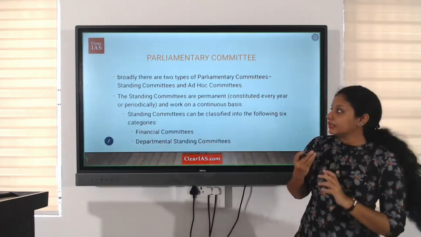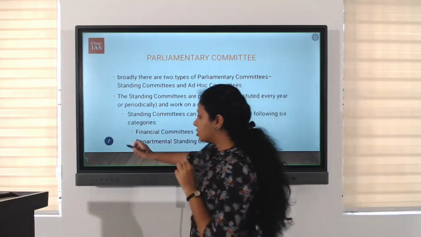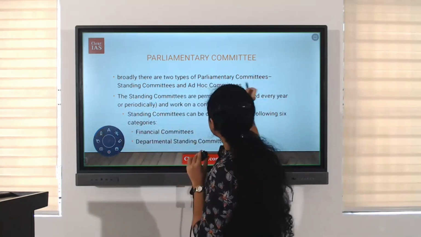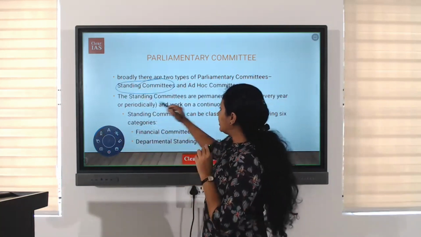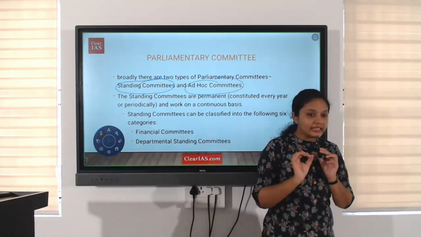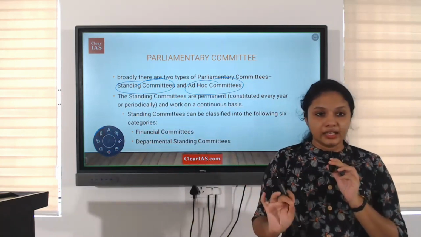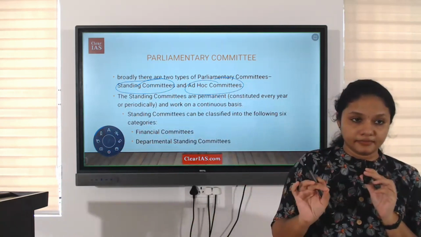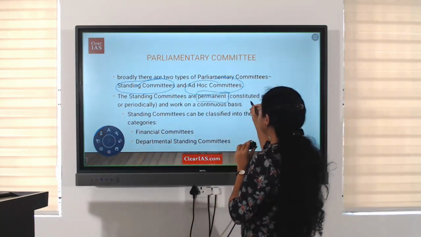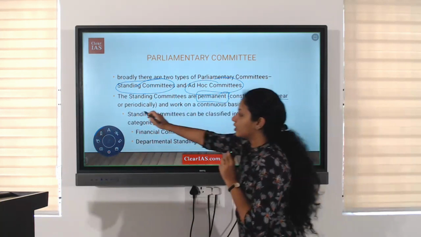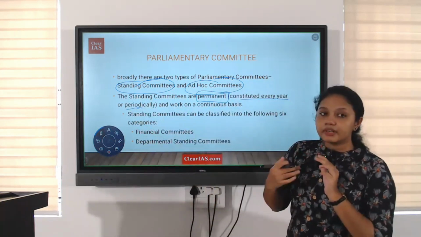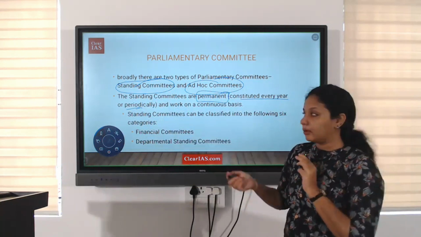Next one is regarding the types. There are two types of parliamentary committees. One is the standing committee and the other is the ad hoc committee. As the name indicates, a standing committee means one which is standing, that is, one which is permanent. Standing committees are permanent committees. They are constituted every year or periodically, and they work on a continuous basis. That is the most important thing.